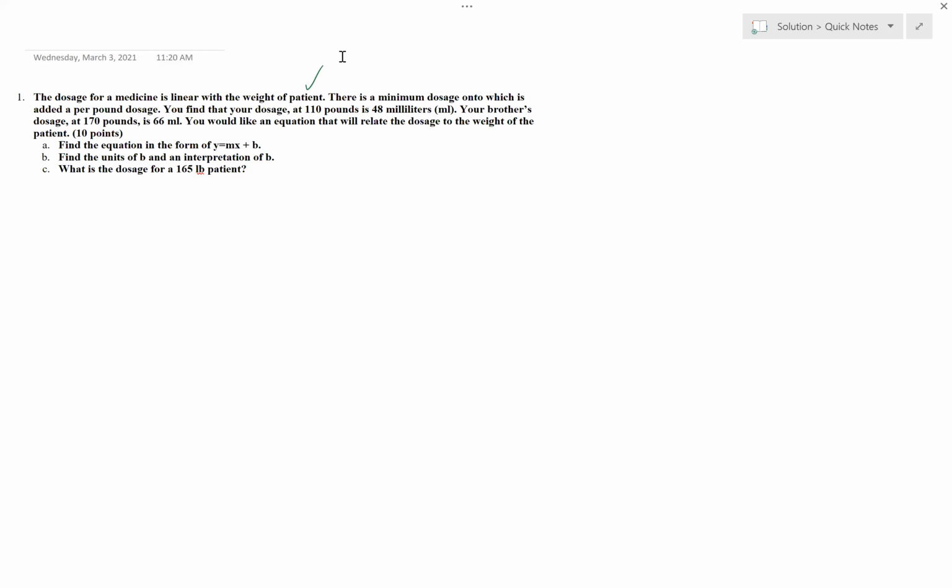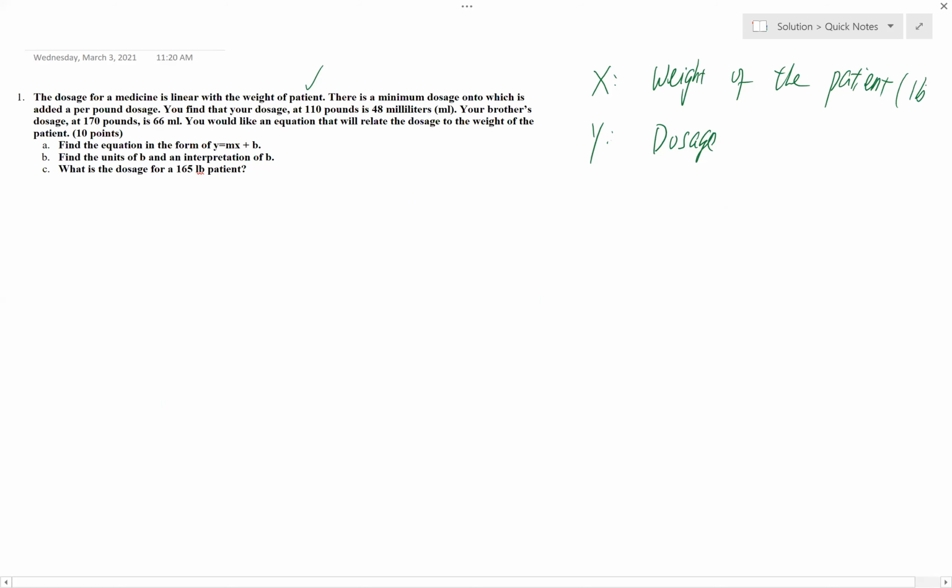So you find the dosage at 110 pounds is 48 milliliter. So here you go. So you have the first ordered pair. So here variable X should be the weight of the patient. And the variable Y should be the dosage. Okay. And the weight of the patient is in pounds, right? LB. Okay. And the dosage is milliliter. So just specify those two units.